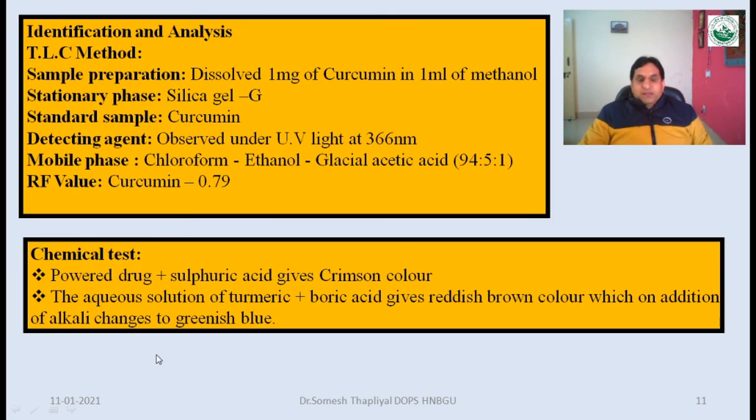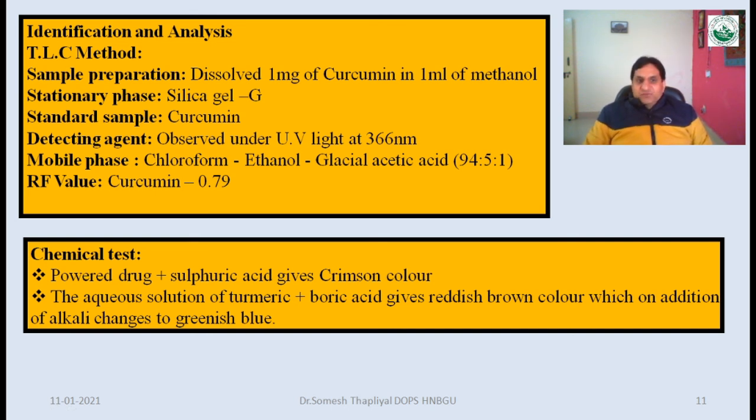With the help of spectral analysis we can elucidate the structures of the curcumin. And if we talk about the identifications and analysis, so firstly chemical test. If you see the chemical test, so we will take the powder drugs and to which we will add the sulfuric acid, so it will give the crimson color.